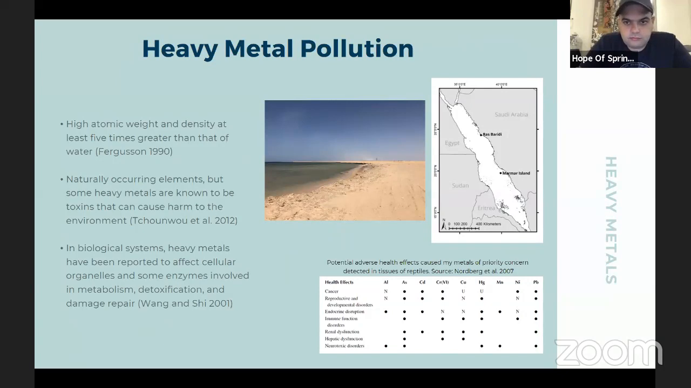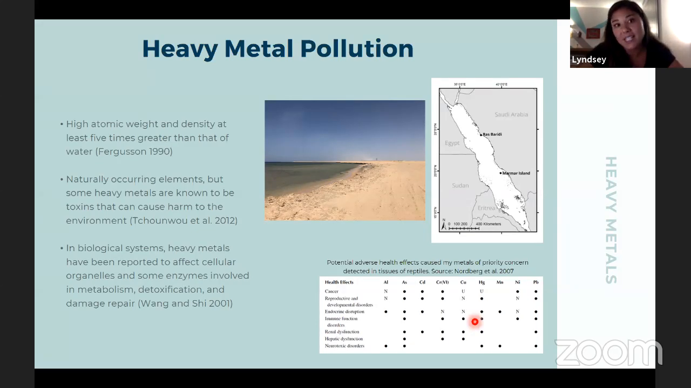I did want to talk about heavy metal pollution really quickly. In case you don't know, heavy metals are defined as having atomic weight and density at least 5 times greater than water. These heavy metals can be found naturally occurring in the environment, but oftentimes they're from industry polluting the environment. Some of these heavy metals have been studied to specifically have toxic effects on reptiles. As you can see here, these heavy metals can cause things like cancer, endocrine disruption, and different sorts of disorders, which can affect sea turtles.